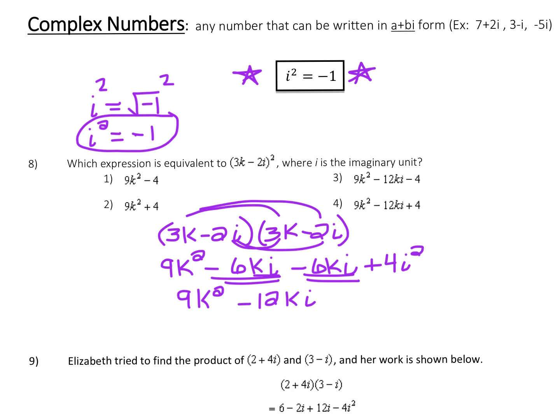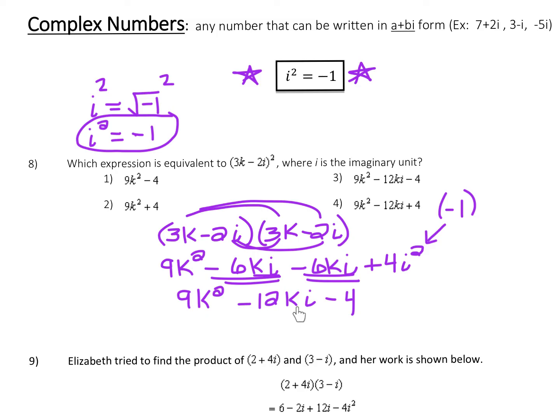Okay, now, do you remember before when we said that i squared equals negative 1? Since i squared is equal to negative 1, doesn't that mean that we have 4 times, I'll put it in parentheses, 4 times negative 1? So wouldn't 4 times negative 1 just be negative 4? Again, 4 times i squared. Since i squared equals negative 1, 4 times negative 1 is negative 4.